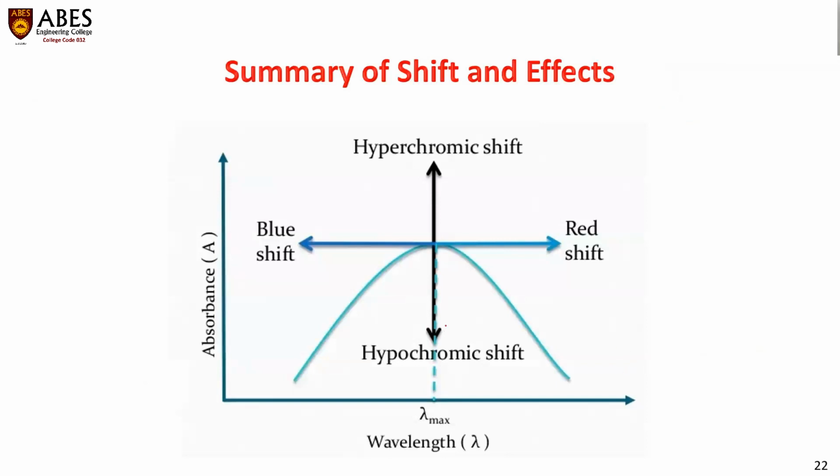Overall summary is that when lambda max shifts to a longer wavelength, it is known as red shift; lambda max shifting to a shorter wavelength is known as blue shift; if the intensity of the absorbance increases, it is known as hyperchromic shift; if the intensity of the absorbance decreases, it is known as hypochromic shift.